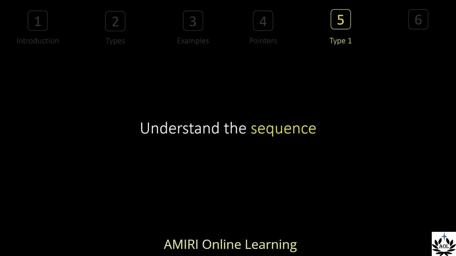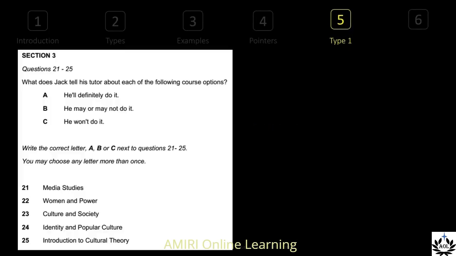Another tip for this is please understand the sequence. What do you think the sequence will be followed in the options? No. Sequence will be followed in the question from 21 to 25. So basically what's going to happen is they'll talk about media studies first, then women and power, and then culture and society, finally identity and popular culture, and finally the last one, that is 25th. So listen to the sequence. Once you hear this media studies, as soon as talks about media studies are over, please proceed to the next one. Once these talks are over, proceed to the next one. This is how they follow the sequence.